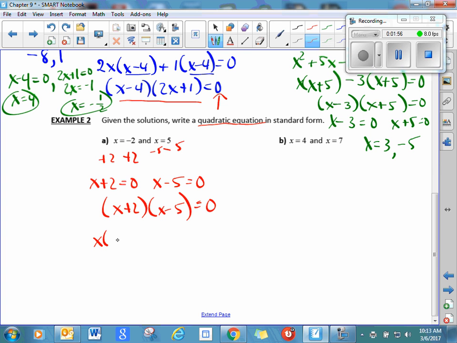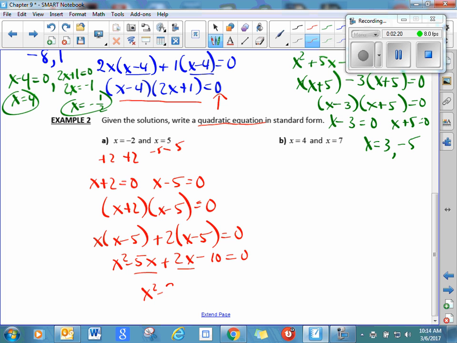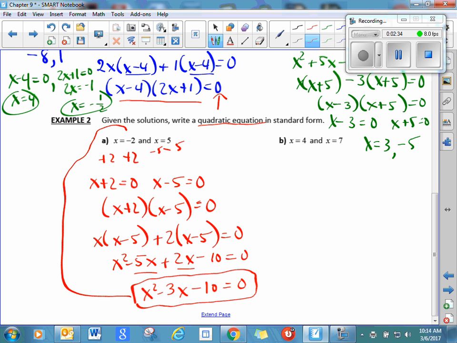x times x minus 5. If you don't need to write this down, you don't have to, plus 2 times x minus 5, doing the double distribute. Cleaning it up, we get x squared minus 5x plus 2x minus 10 equals 0. And the final step would be combining our like terms, and we get x squared minus 3x minus 10 equals 0. So here is our original quadratic equation that ended up with these two guys as the solution.